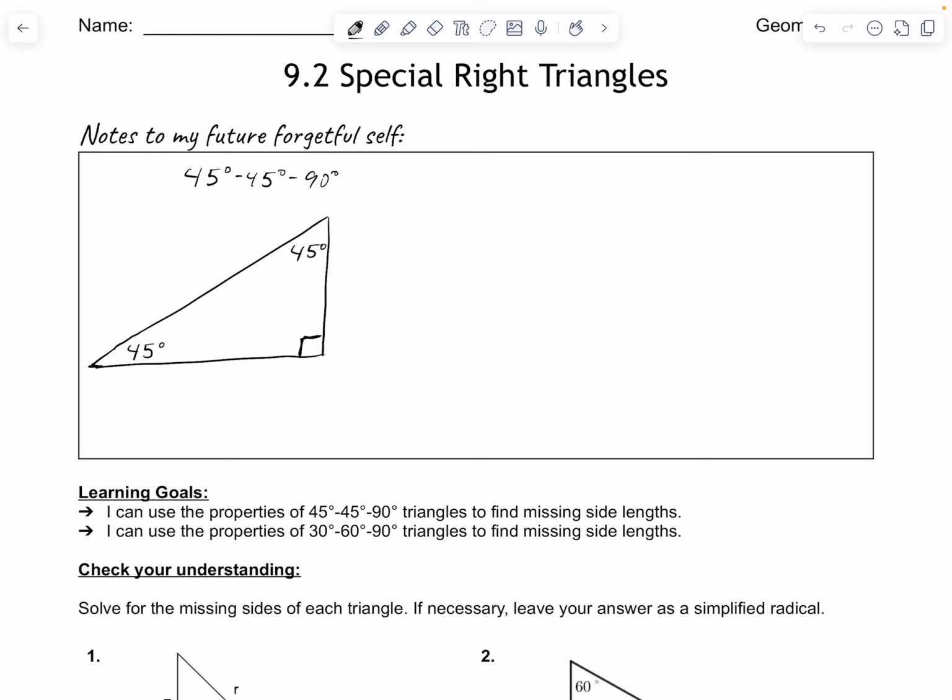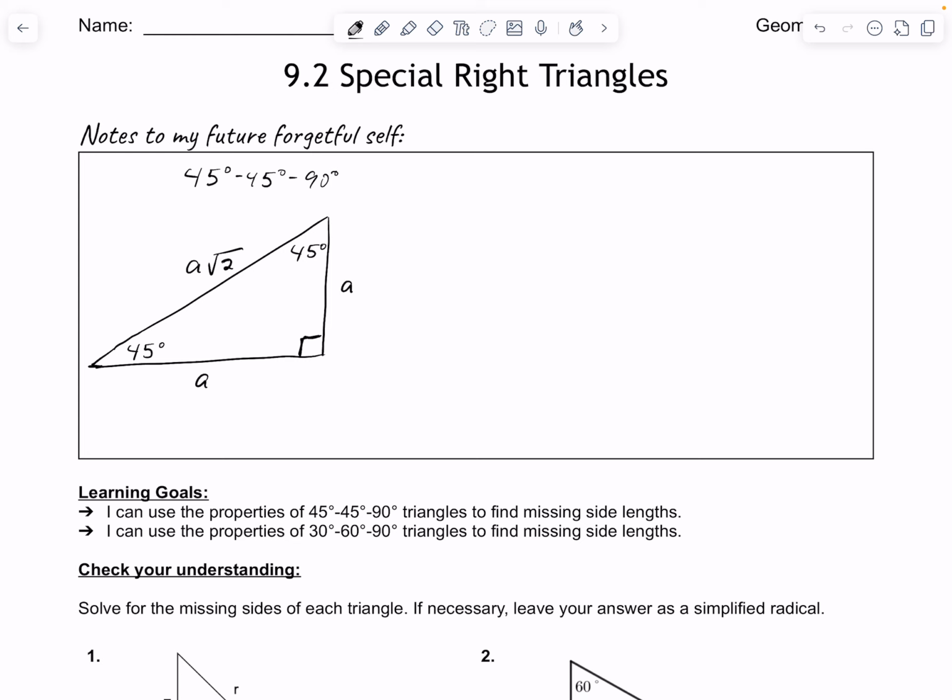And so the way that you need to memorize this, or at least I think you'll practice enough that you will memorize it, is that the side lengths that are opposite the 45 degree angles are the same, which makes sense. And then the side that is across from the 90 degree angle, the hypotenuse, is going to be that value times the square root of 2.